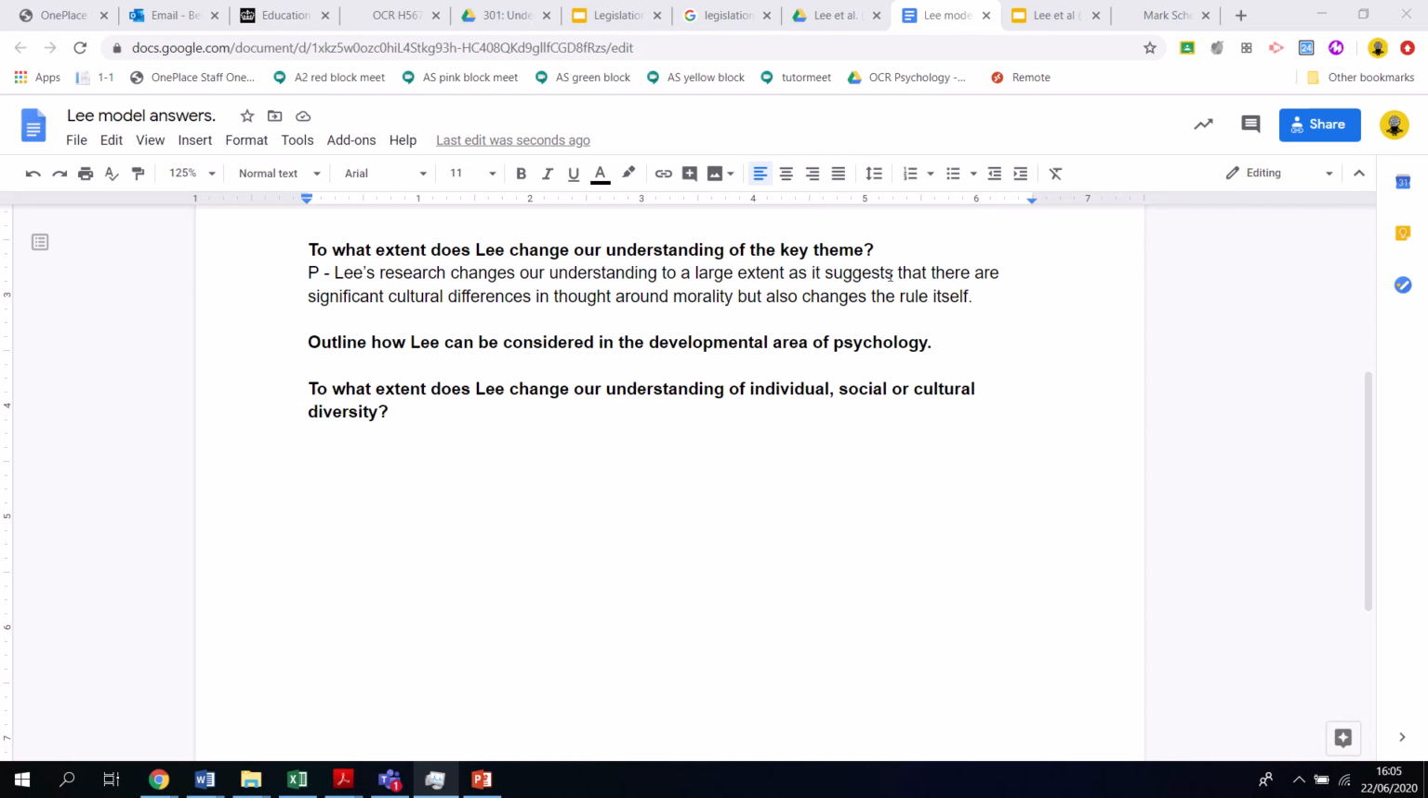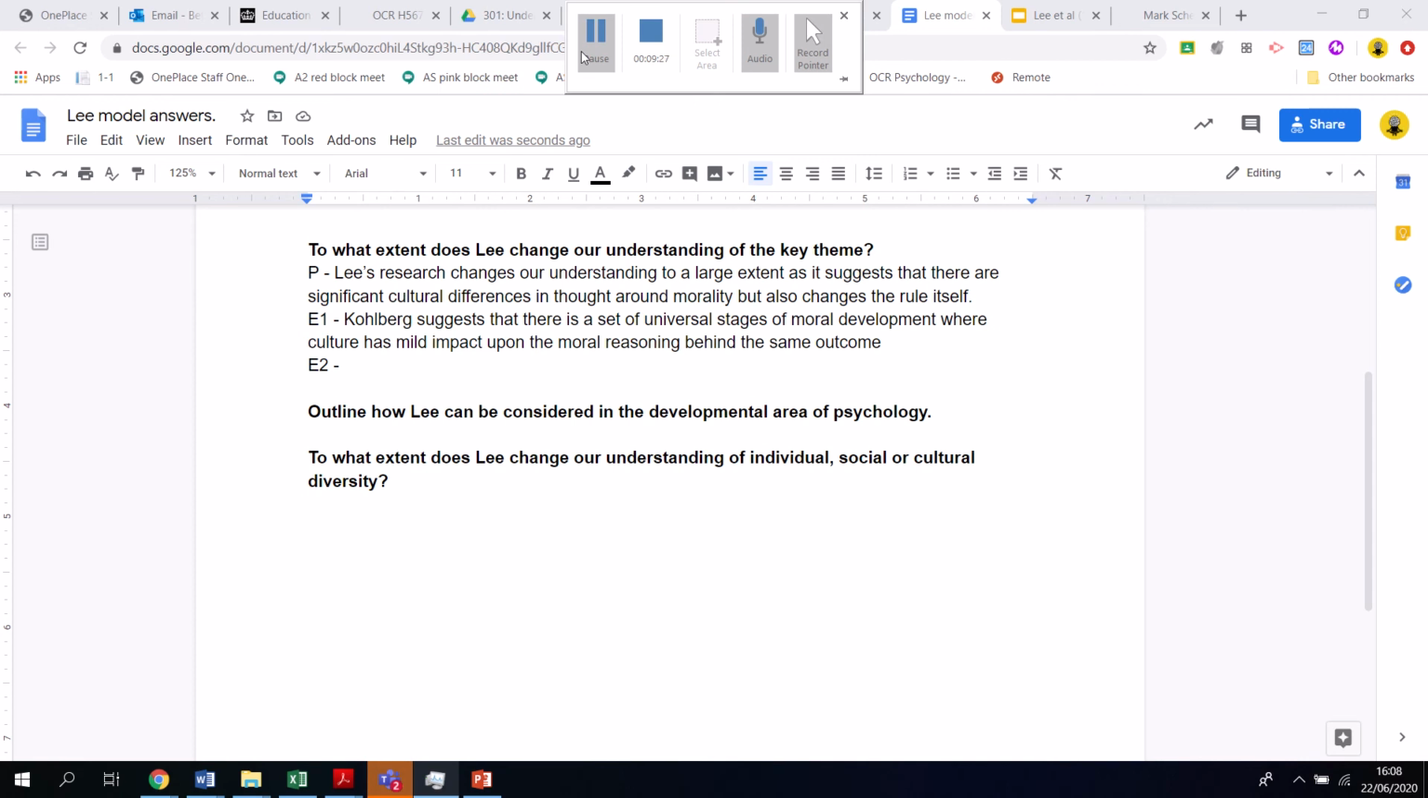So I've addressed the 'to what extent' part because I've said it does change it to a large extent, and then I've very briefly said why. Okay, so that's my point. So what I would move on to here is I would probably then give evidence. So we need some evidence from study 1 and evidence from study 2. So evidence from the classic, evidence from the contemporary, before I then go on to explain and elaborate upon those differences.